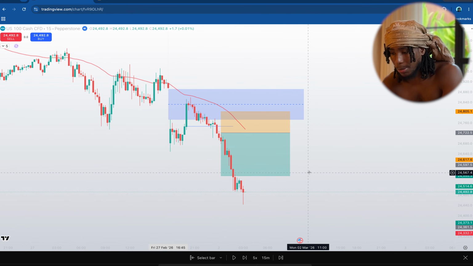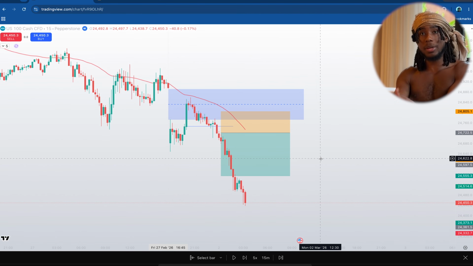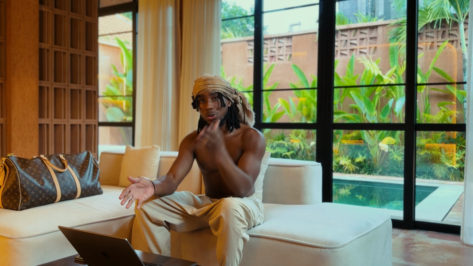And just like that, we made money, just using a gap as a fair value gap. Gaps can also be used as fair value gaps.